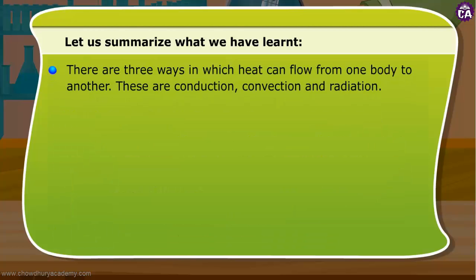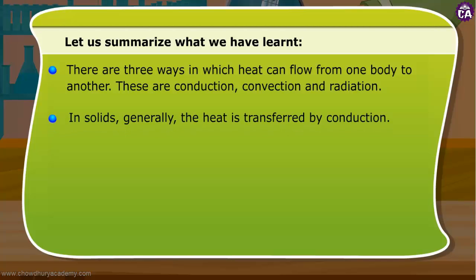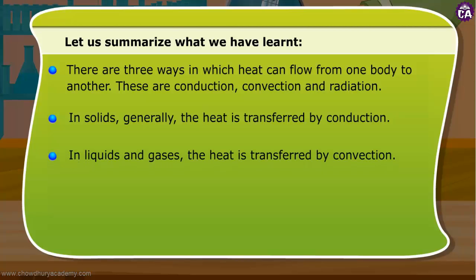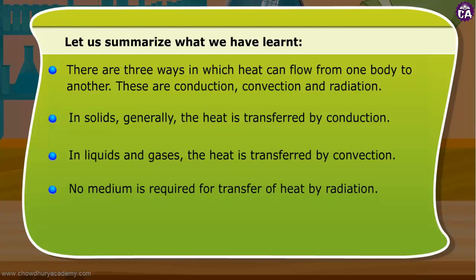There are three ways in which heat can flow from one body to another. These are conduction, convection, and radiation. In solids, generally the heat is transferred by conduction. In liquids and gases, the heat is transferred by convection. No medium is required for transfer of heat by radiation.